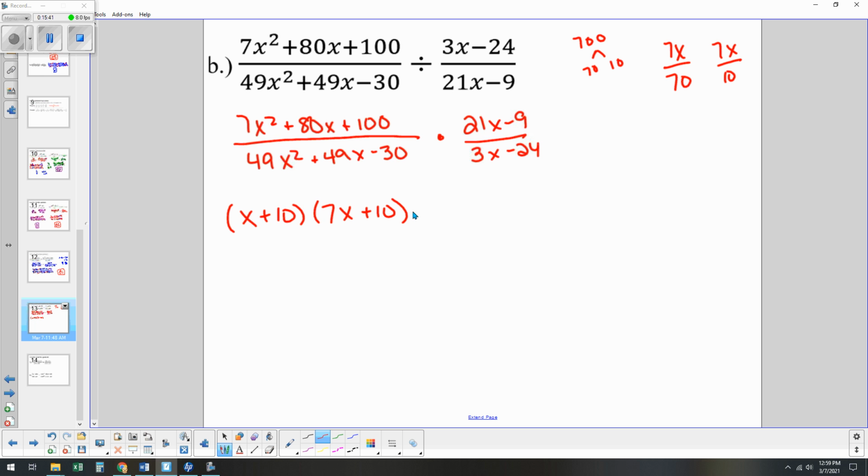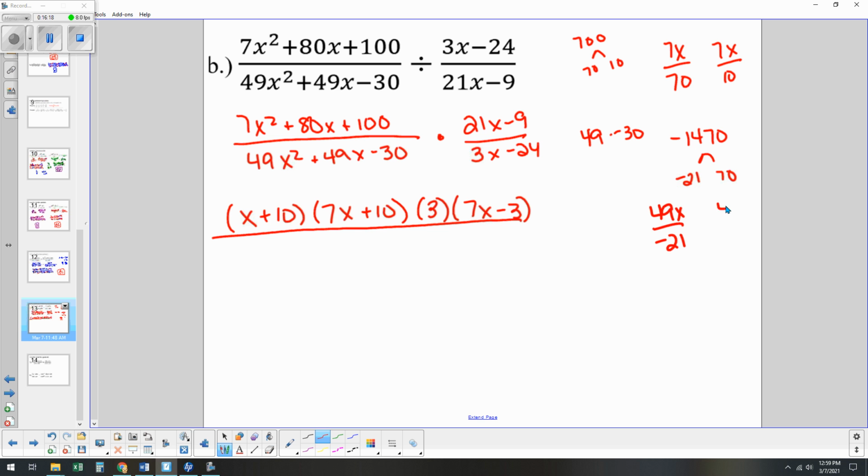This has a GCF of 3, and when I take out 3, I'm left with 7x minus 3. For the bottom, we're going to have to do 49 times negative 30, and we get negative 1470. Really big number. We're looking to add to positive 49. So one's positive, one's negative, and we can go through that whole list there, but it ends up being negative 21 and 70. So that means we're going to have 49x over negative 21 and 49x over 70.